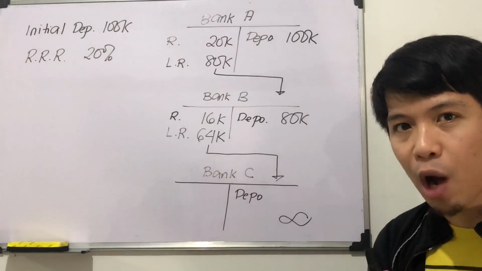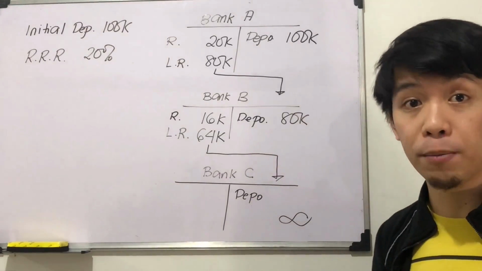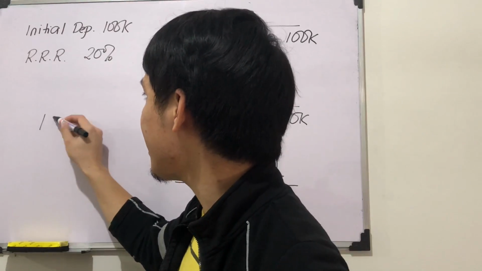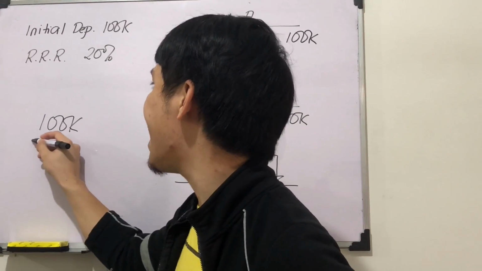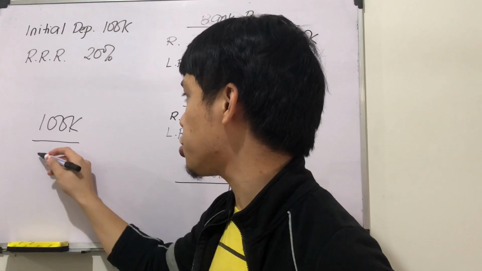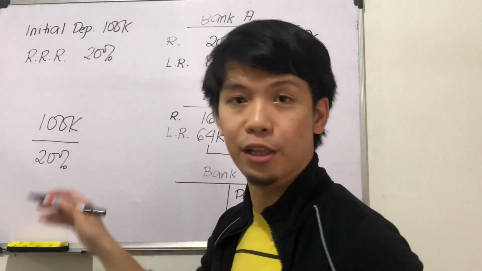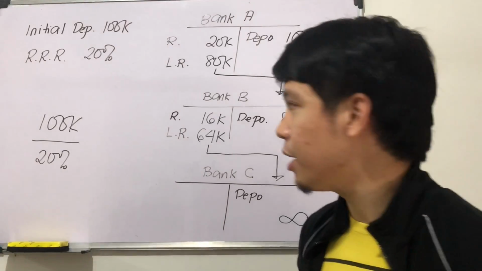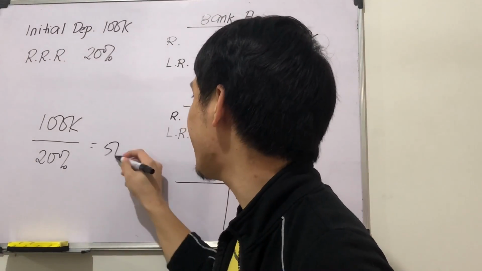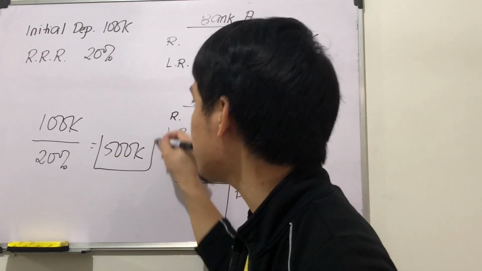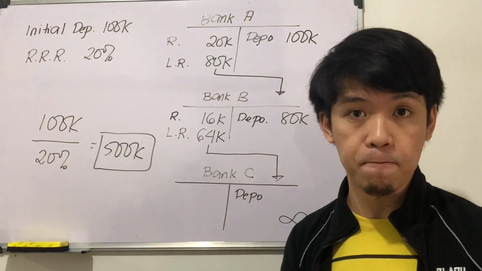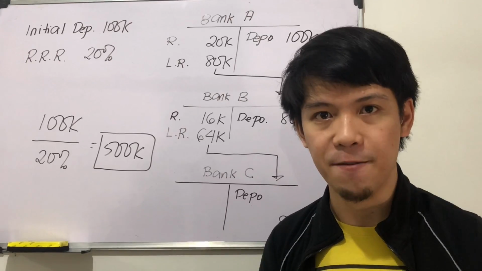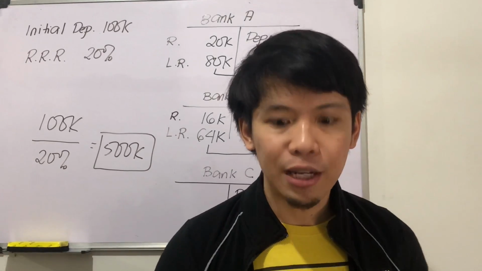how much will our initial 100,000 be? Well, we can calculate this by dividing the initial deposit by the required reserve ratio, which is 20%. 100,000 divided by 20%, a total of 500,000 will be in circulation throughout the banking system. At this point, it is clear that it is actually banks who create money.